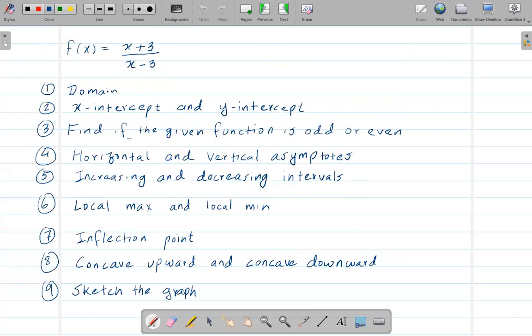Now, the third one is that we need to find if the given function is odd or even. There is a fact: we already know f of x is given. To find if this function is an odd function, an even function, or neither, we check the following. If f of negative x equals negative f of x, then we can say that f of x is an odd function.